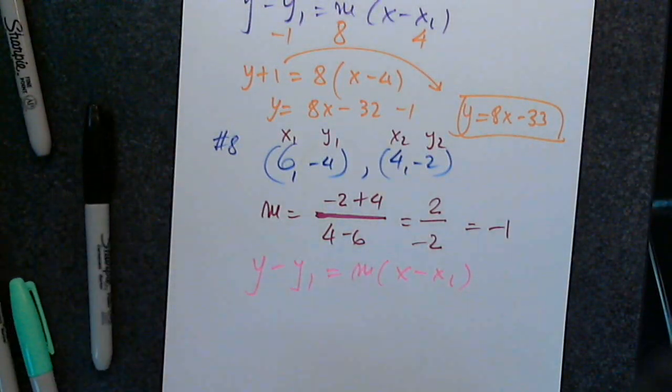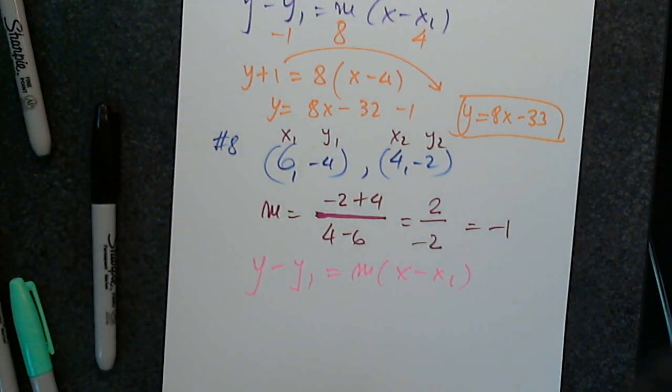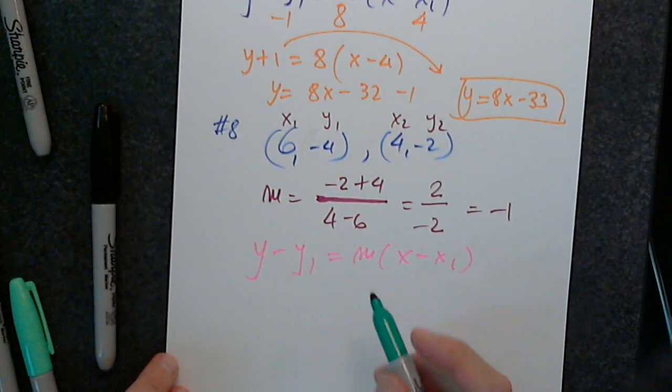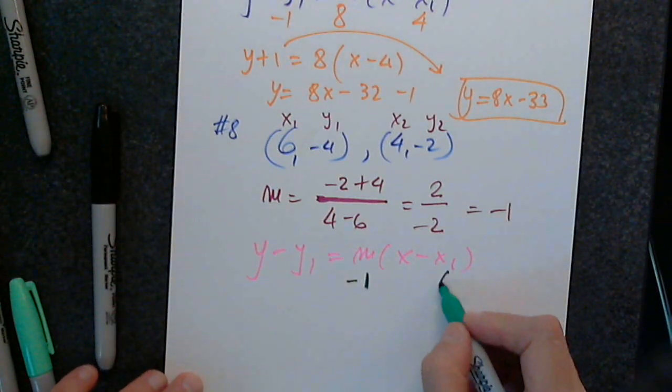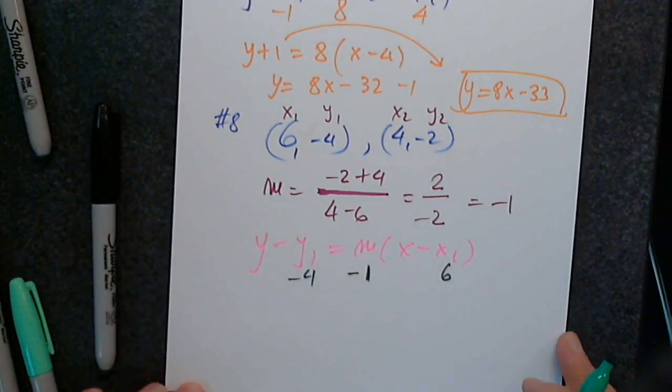Please write underneath which point you would like us to use. It doesn't matter. If you use point 1 and I use point 2, we'll get the same equation. So which point would we want to use? So the slope is negative 1. Which one? The first one. The first one. So then it's 6 and negative 4.